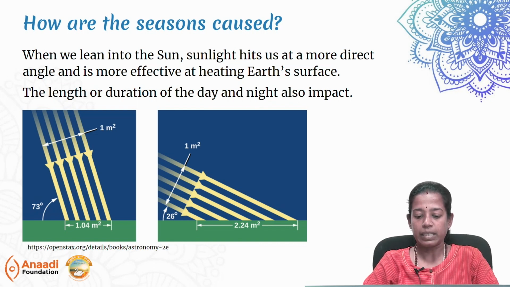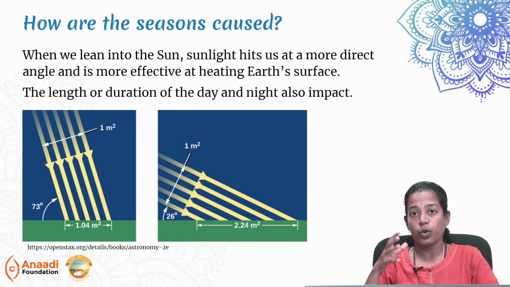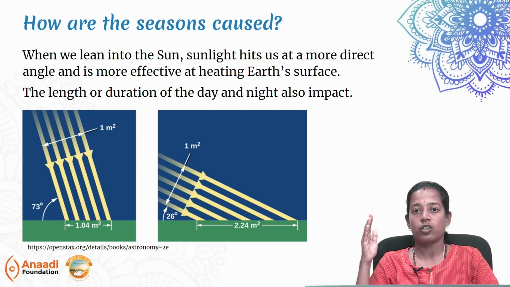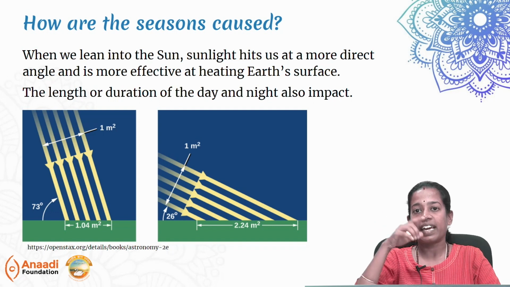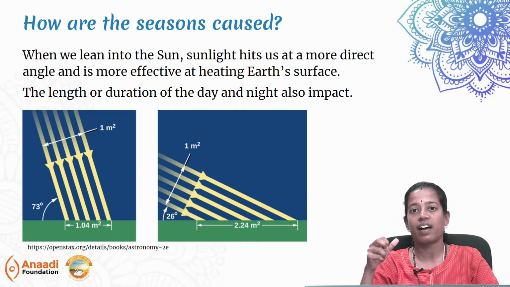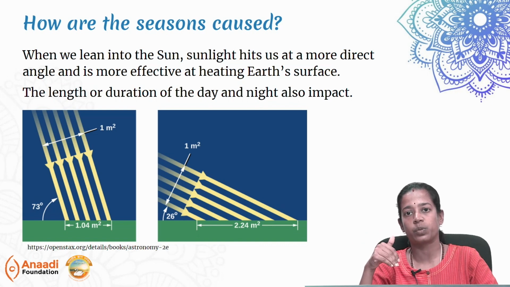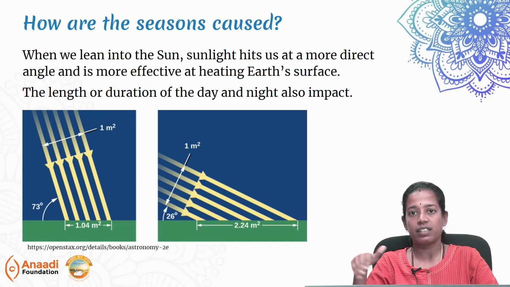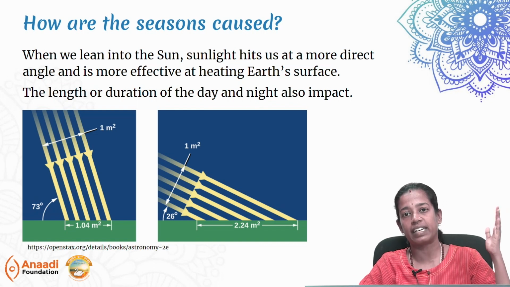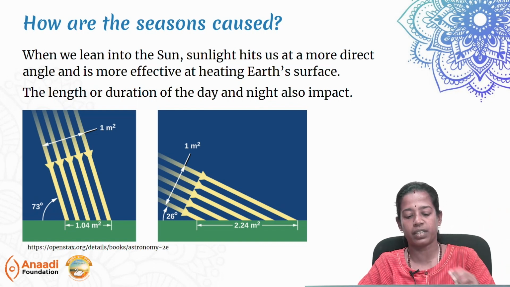Similarly, during June, when the northern tilt, or when the northern axis is towards the sun, the area that gets the sun rays will have a high intensity sun rays. But at the same time, when we move towards winter, the area that gets lit will not have that level of a high intensity, because the tilt of the earth is away from the sun.